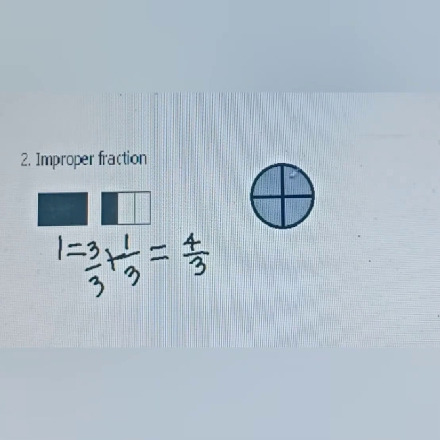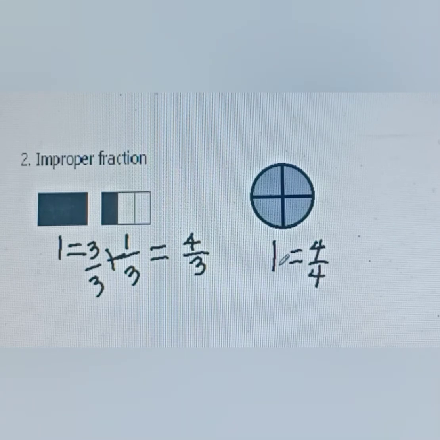What about here? All the parts are shaded, so that's one whole. Since there are 4 equal parts and all the parts are shaded, we can write that as 4/4, correct? So the shaded here is one whole, or 4/4. So aside from it being more than one whole, if it is 1 whole, it's also an improper fraction. So 4/4 here is also an improper fraction.